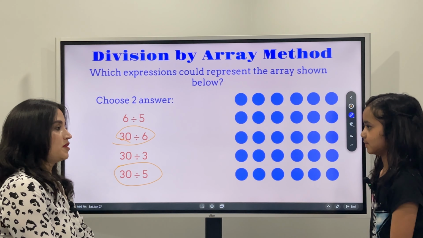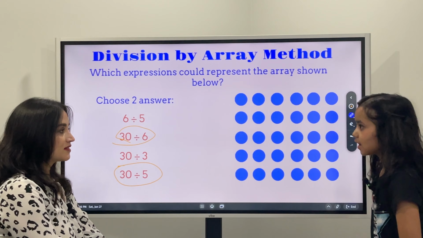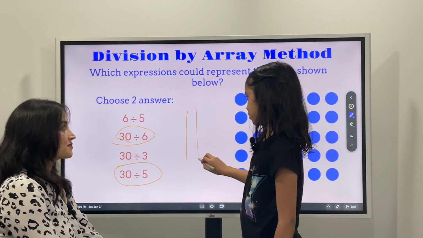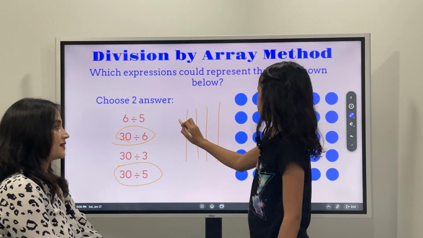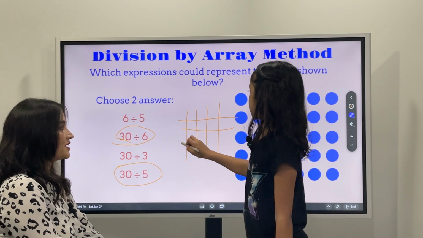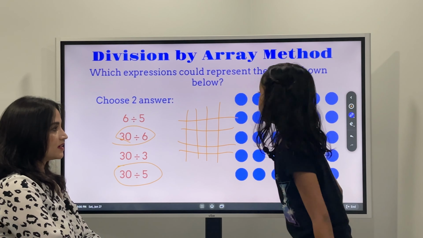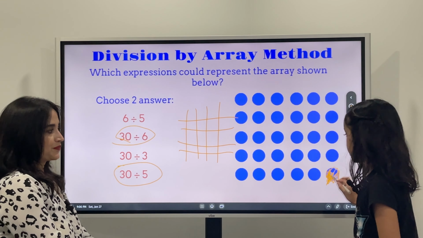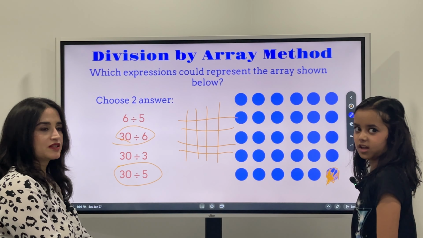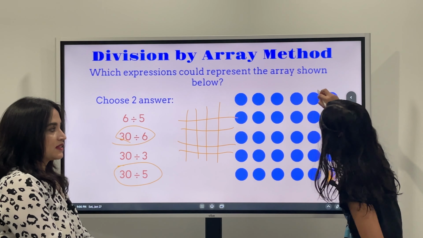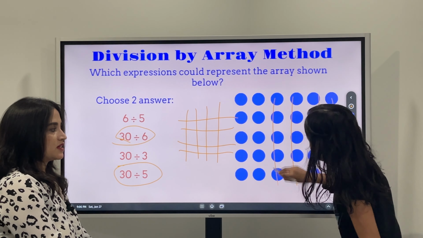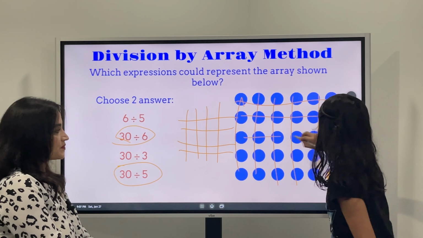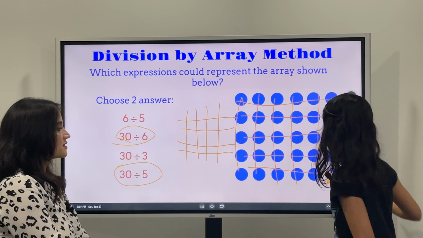And do you remember what an array is, Lina? It's like rows and columns. Right. The blocks are there. But if I take this thing out, will that be an array? No. Because it has to be the same amount in each column or row. Okay. Good. You remember that.